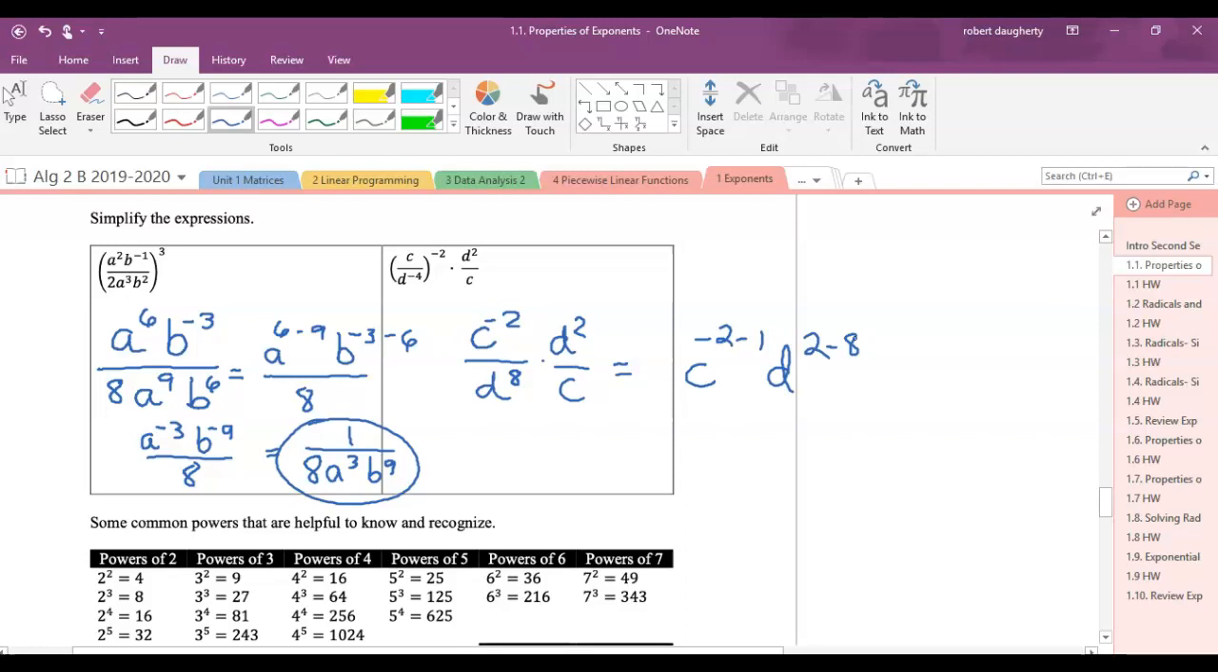So what is c to the negative 2 minus 1? That's c to what power? Yeah, c to the negative 3. And d to what power? Negative 6. And so this final answer is going to be what? Yeah, 1 over c cubed d to the 6.